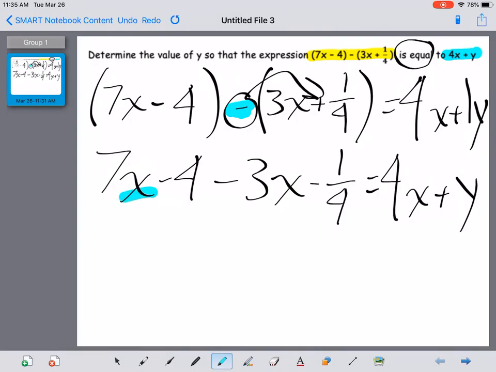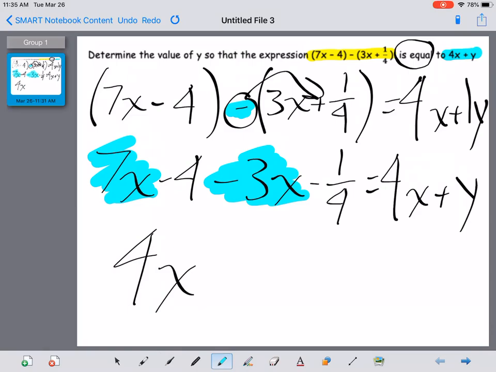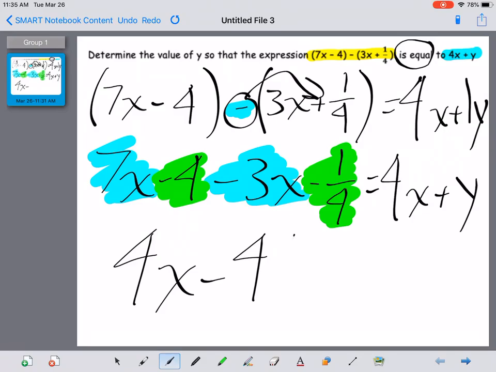to happen here. What I'm going to do is combine these terms that have the same variable part, and that's 7x and negative 3x to be 4x, right? We also have other like terms that are constants because they do not have a variable part. They're both the same sign, so I need to just kind of add them together. Okay, so a negative 4 and a negative 1/4 together is negative 4 and 1/4, and it still equals 4x plus y. So remember, the original question says determine the value of y.